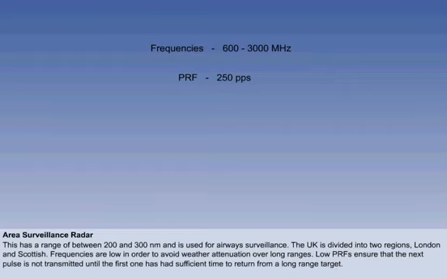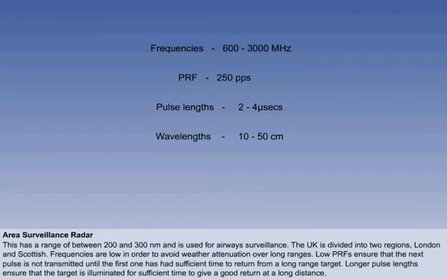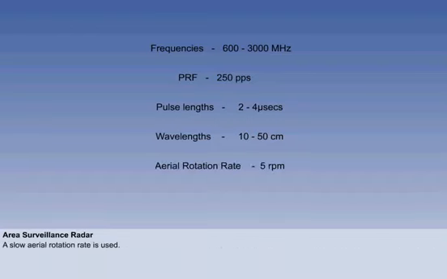a long-range target. For long-range radars, the pulse lengths and wavelengths are relatively long, between 2 to 4 microseconds and 10 to 50 centimeters, respectively. The longer pulse length ensures that the target is illuminated for sufficient time to give a good return at a long distance. They are required to see a very large area, so a slow aerial rotation rate of around 5 revolutions a minute is used. These characteristics give them ranges of 2 to 300 nautical miles.